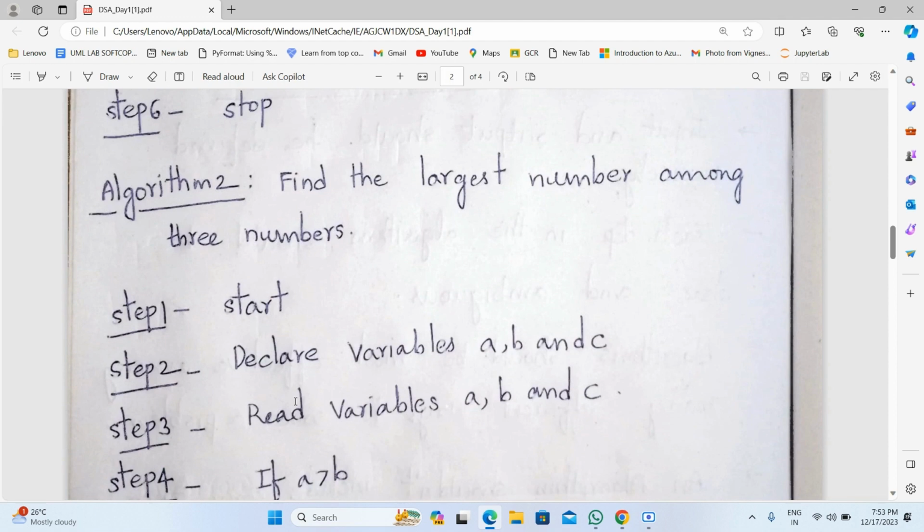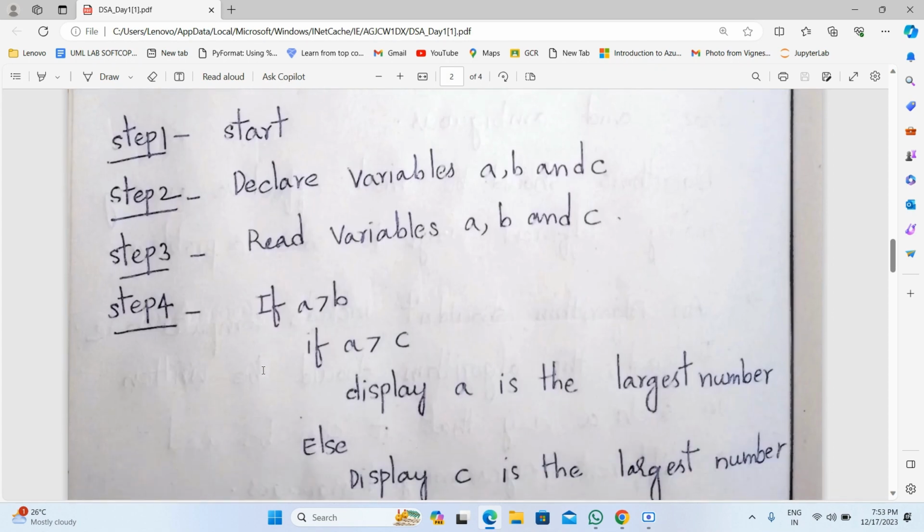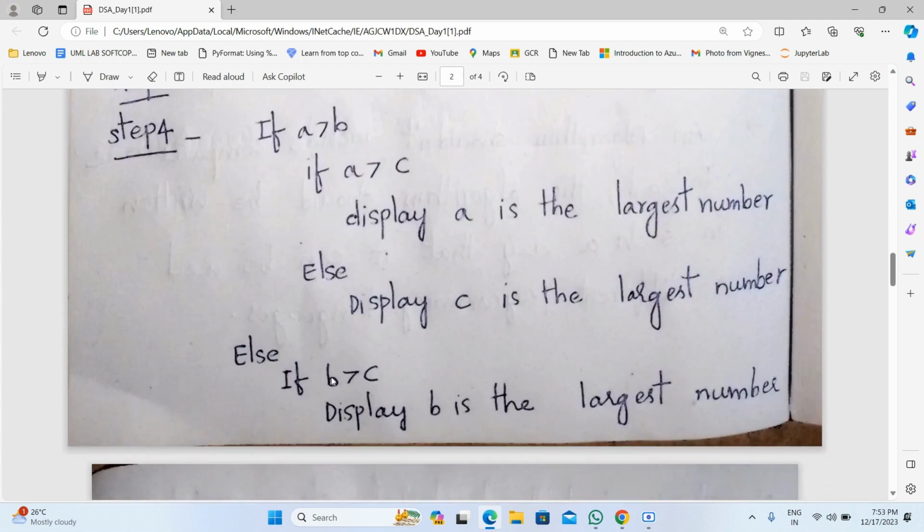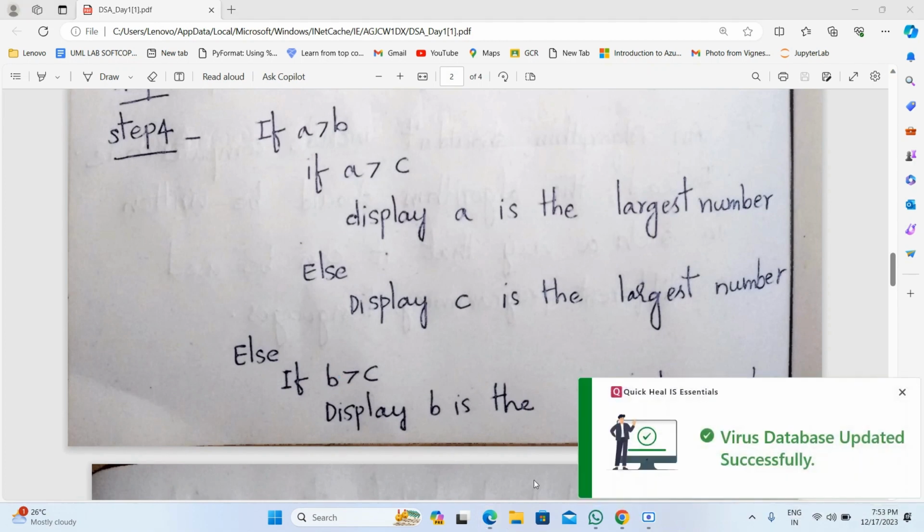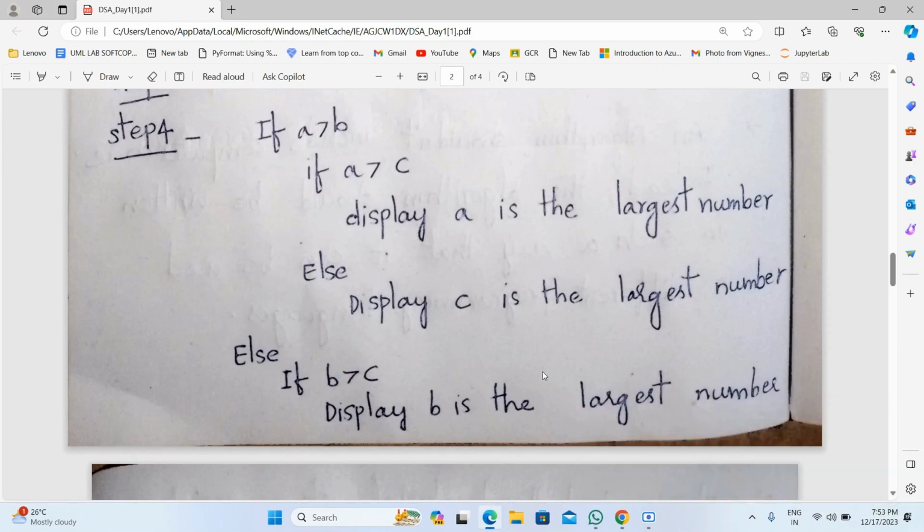Now we will see the second algorithm. Find the largest number among three numbers. First you start, next declare variables A, B, C and read variables A, B, C. Then you check if A greater than B. Under the if you write another if else. In if we are checking A greater than C, then we display A is the largest number. Else we will display C is the largest number.